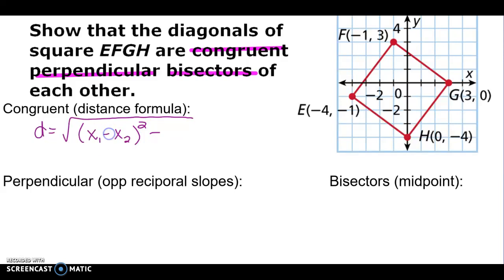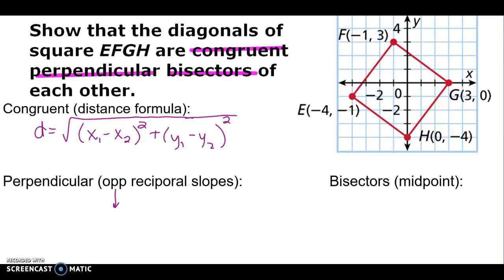Okay. The next word is perpendicular. We learned about the word perpendicular a couple essential standards ago. If 2 segments are perpendicular, they have opposite reciprocal slopes. So you might write that down. It's up on the board too. What does it mean for 2 slopes to be opposite reciprocals?